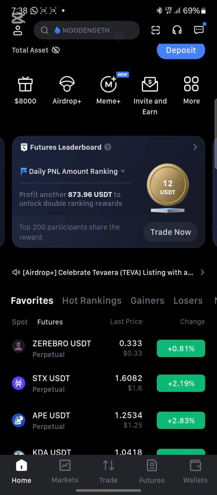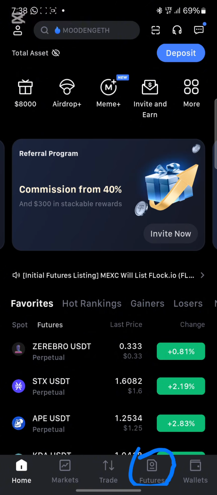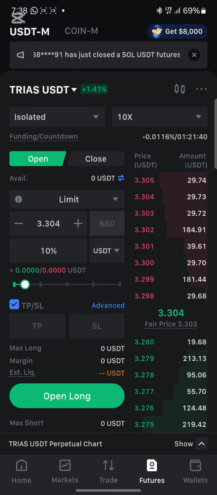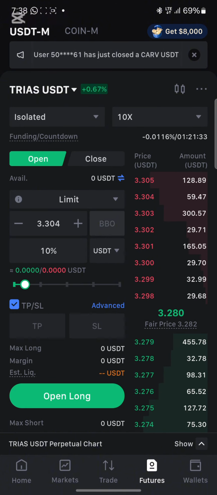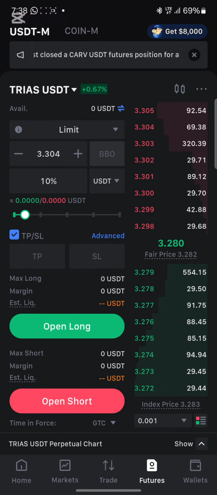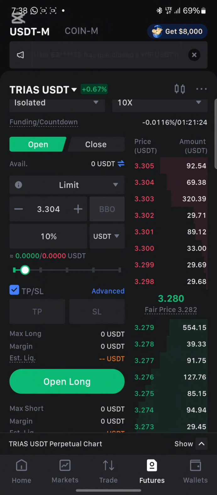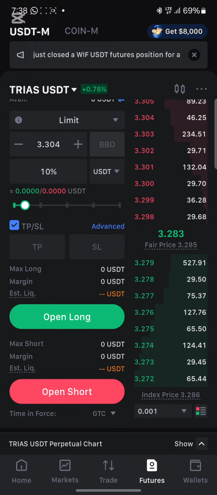When you open your Mexc exchange or Binance, you will see futures where it is written. So you click on it, you click on futures. When it opens, this is how the interface looks in all the exchanges. So you will see open long, which is a position where you are trading that this coin is going up. Then you will see open short also, where you are predicting that the market is going down, that is selling.